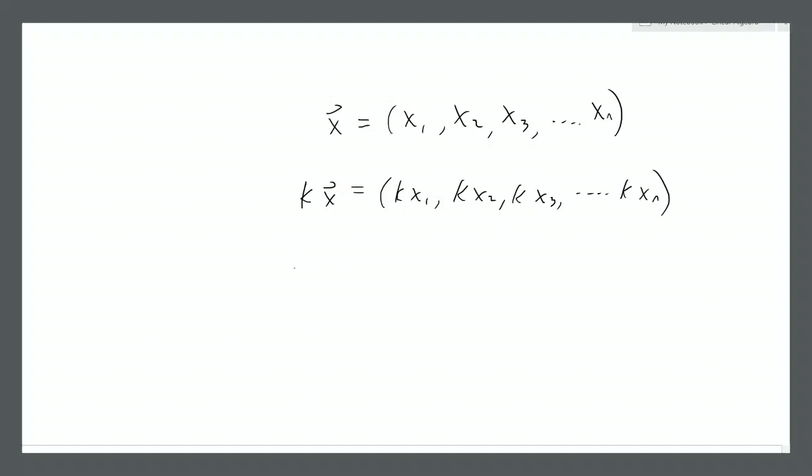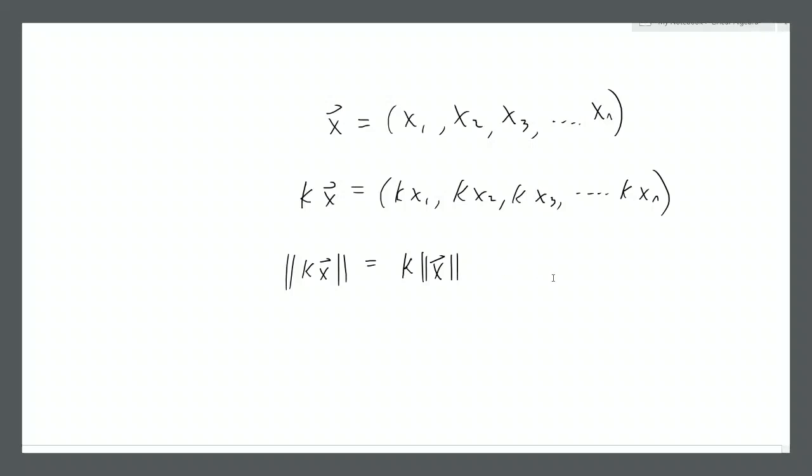And the magnitude of kx bar is just going to be equal to k multiplied by the magnitude of x, sorry, not x bar, of vector x. Right? So that's multiplying a vector by a scalar.